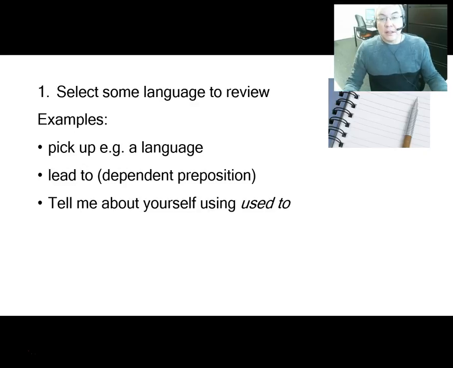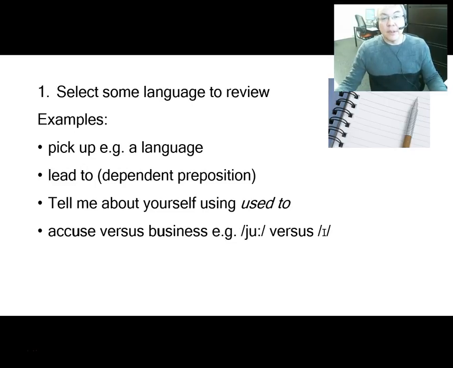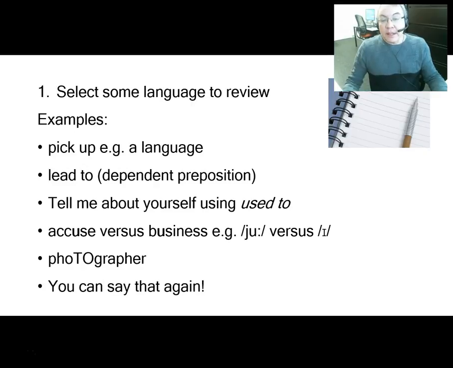It could be some item of grammar like used to, would, or past simple. It could also be the difference between individual sounds. For example, the different sounds for the letter U, as in accuse versus business. It could also be word stress, as in photographer. And it could also be some functional exponent, like if you're doing agree and disagree, you can look at informal language for agreement, like you can say that again.